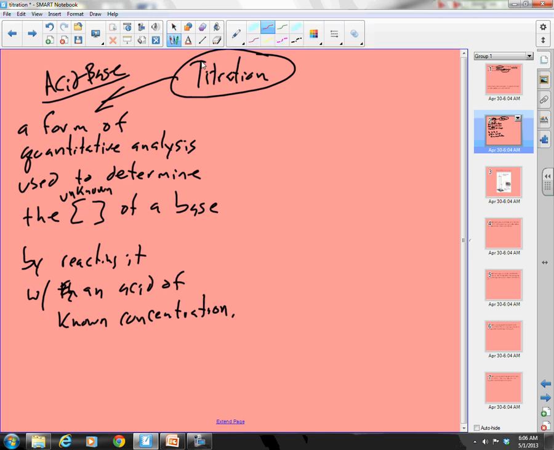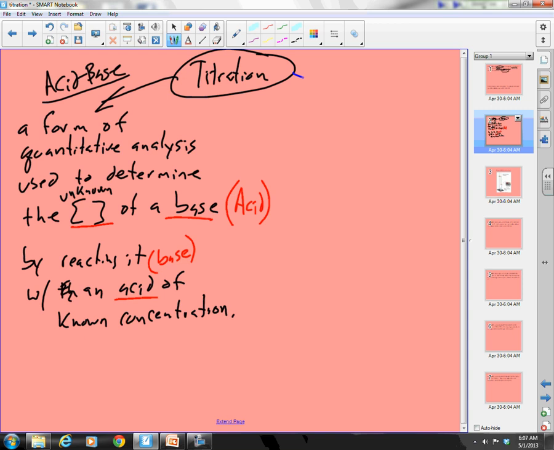So what are we going to do? We have an unknown concentration of a base, and we're going to react it with an acid, and we know the concentration of the acid. So by knowing the concentration of the acid and the volume, we can figure out what the concentration of the base is. Now, it doesn't have to be that way. It can also be a quantitative analysis used to determine the unknown concentration of an acid by reacting it with a base of known concentration. So I could either go acid to base or base to acid. Good. So that's what titration is.